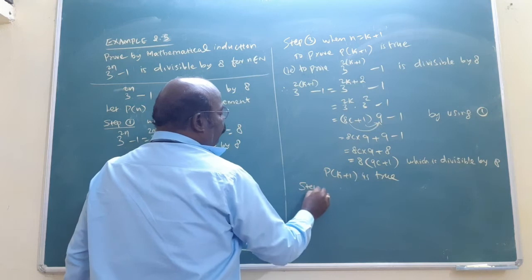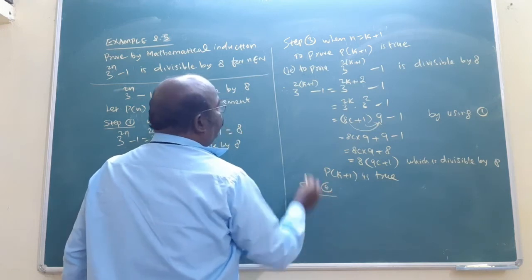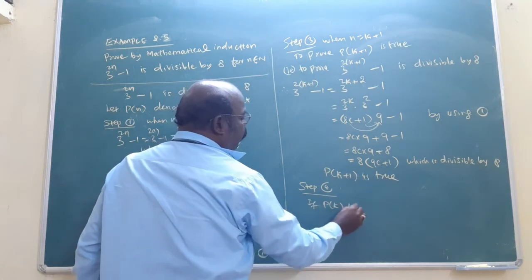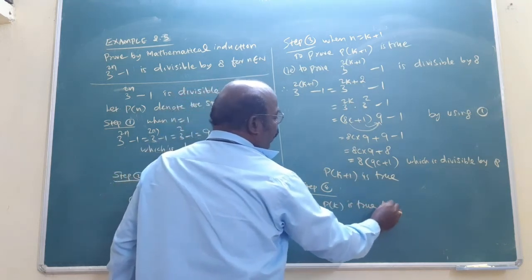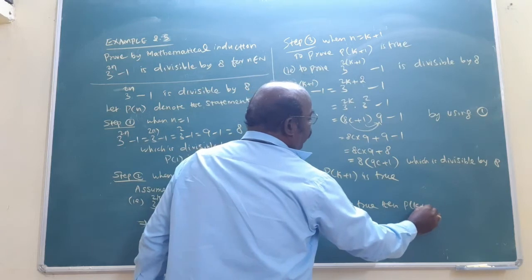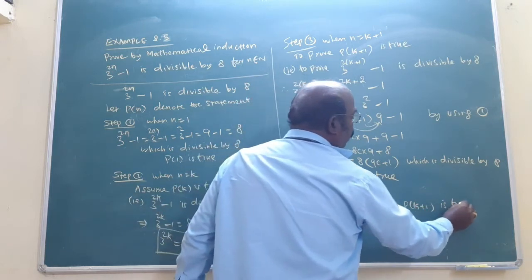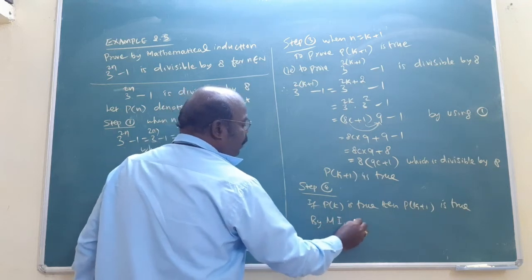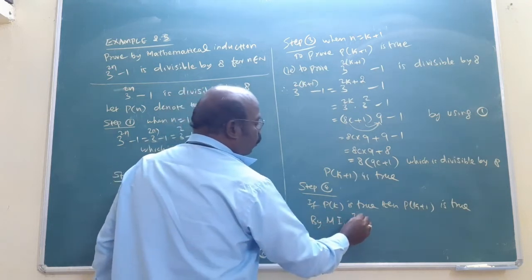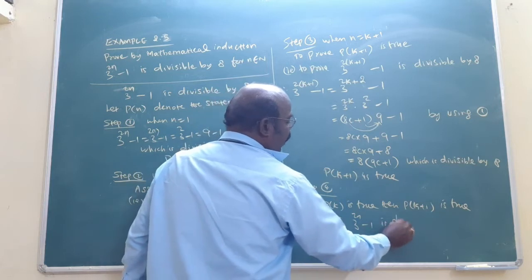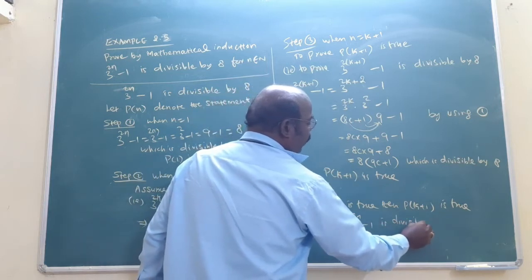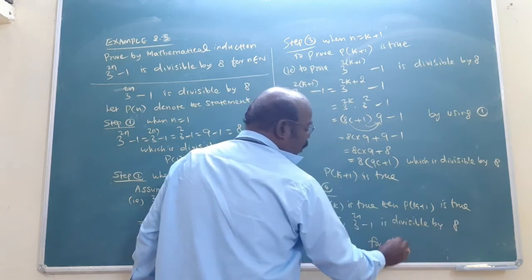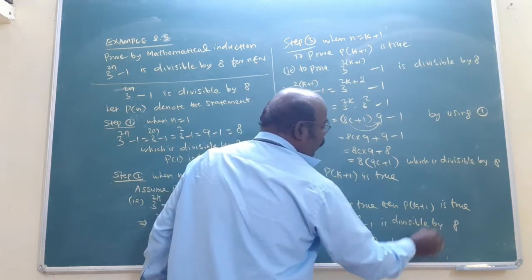Now, already notice step 4, only conclusion. What is the conclusion? If P of k is true, then P of k plus 1 is also true. Therefore, by mathematical induction, 3 power 2n minus 1 is divisible by 8, for all n belongs to capital N. This is a very important idea.